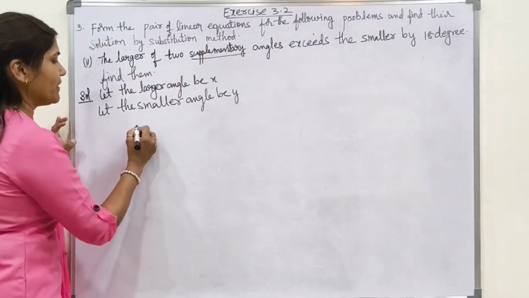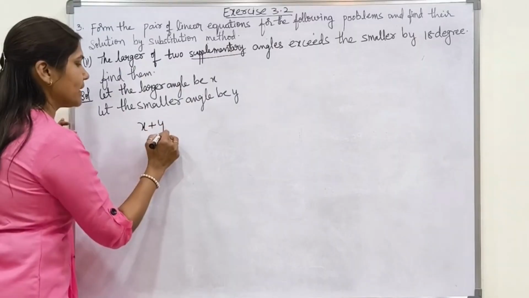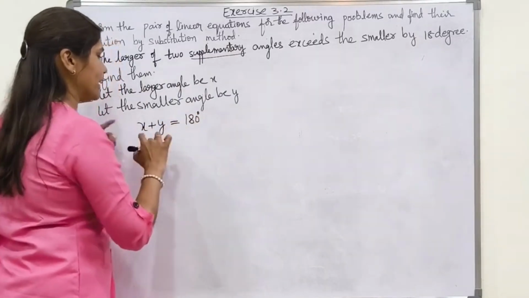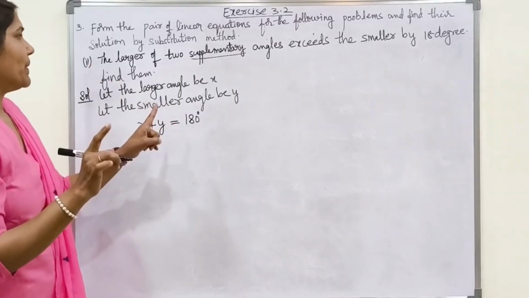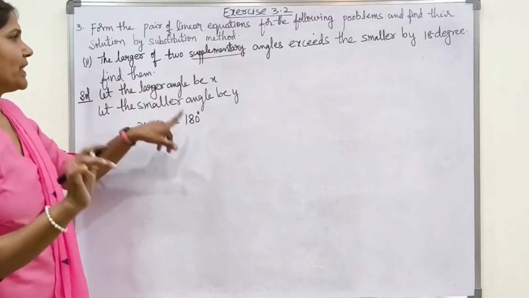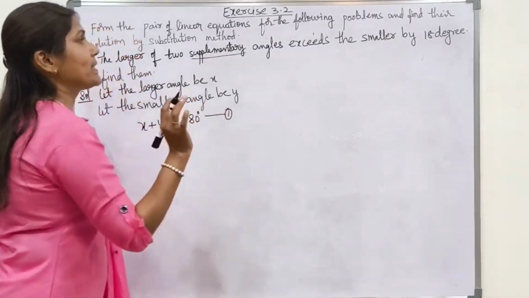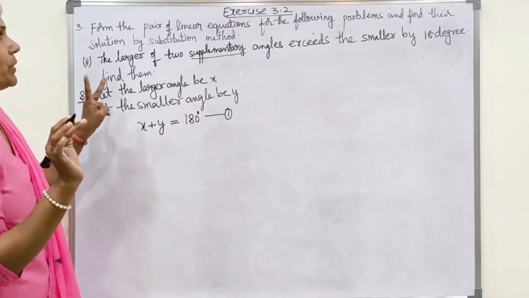So first I am writing the first equation. First angle x, second angle y. These two angles sum to 180 degrees, which is called supplementary angles. Supplementary angles means the two angles sum to 180 degrees. This is the first equation. Next we will think, every time you will get two equations.